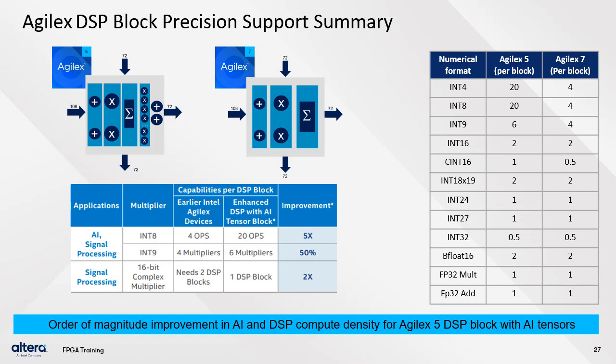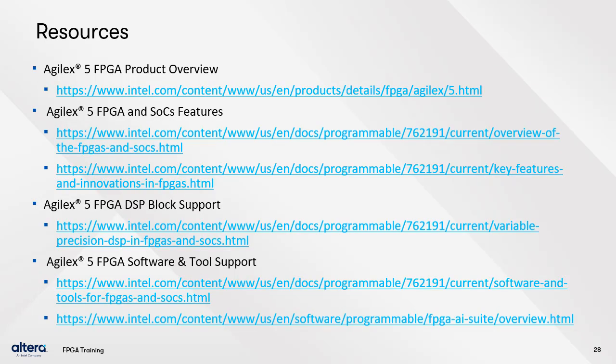INT9 shows a 50% improvement, and the 16-bit complex multiplier shows a 2x improvement. These are mainly used for signal processing, although Agilex 5 has more compute density than Agilex 7 per DSP block. Agilex 7 M series has more overall compute power than Agilex 5 due to the sheer number of DSP blocks available. You can refer to the resources listed in this slide to get more details.